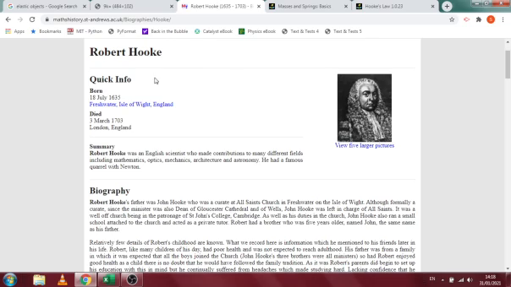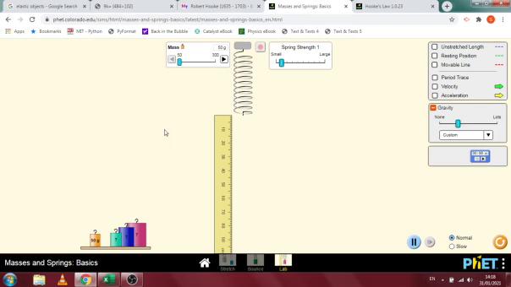The main figure in this chapter is Robert Hooke, who was an Englishman who lived between 1635 and 1703. He's credited with the formalization and the study of springs, and there's a law named after him which we'll look at the end of the lesson. We're going to do this classic experiment, Hooke's law, which looks at the relationship between the force applied to a spring and the extension.